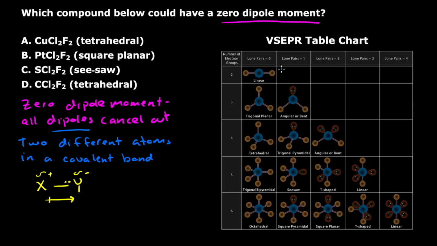So here is the VSEPR table, and the shapes that we have to know to do this question are the tetrahedral, the square planar, and the seesaw. Here is the tetrahedral, here is the seesaw, and here is the square planar. Now that we know where all of these shapes are, we can draw these different compounds out and look at the bonds and the geometries to figure out which one would have all of these bond dipoles cancel out.